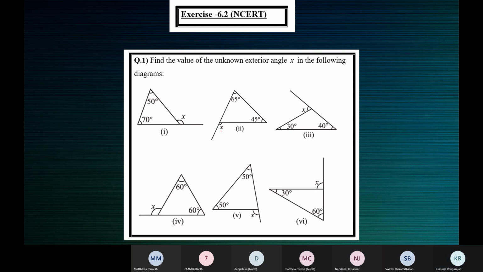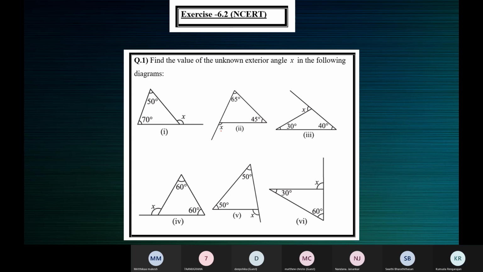Deepshika, the third one. Ma'am, x is the exterior angle. Correct. So we add these two angles and we find the answer. So x is equal to? Ma'am, x is equal to 30 plus 40, 70 degrees. Yes, very good. Okay. Matthew?